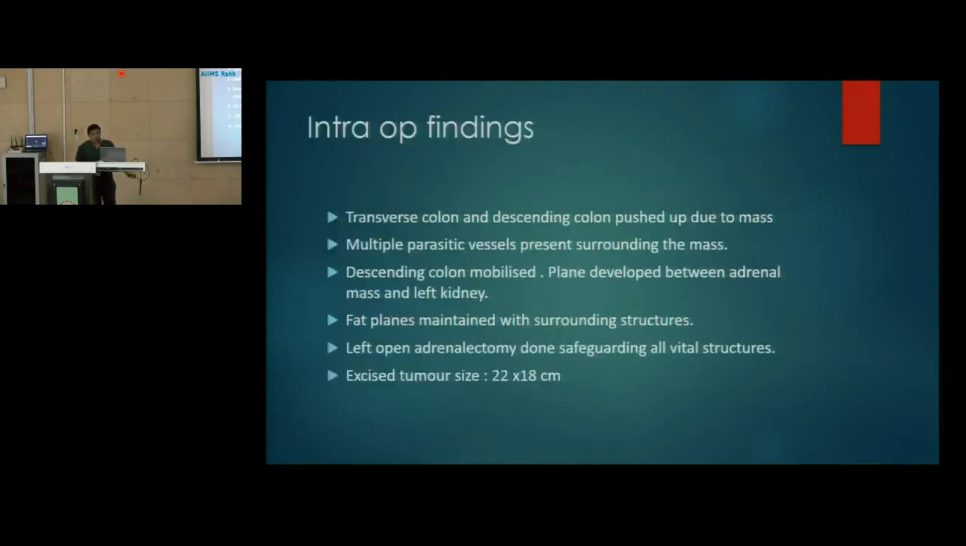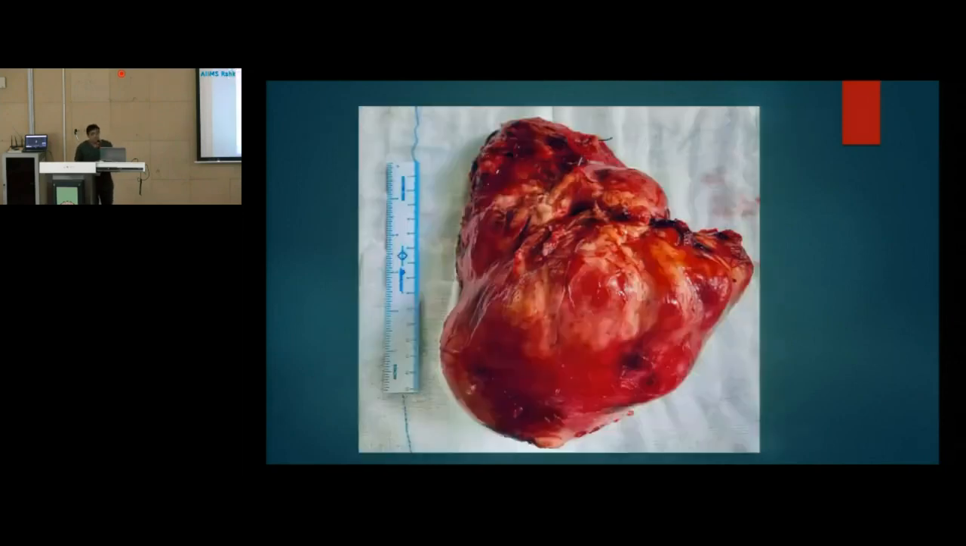The intra-op findings of the case were a large mass pushing the transverse colon and descending colon up, with multiple parasitic vessels surrounding the mass. The fat planes with the surrounding structures were maintained and left open adrenalectomy was done safeguarding all vital structures. It was a large mass of 20 by 18 centimeters that was excised.